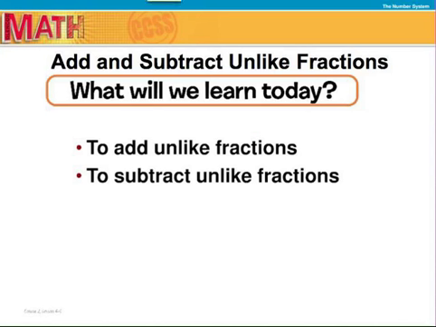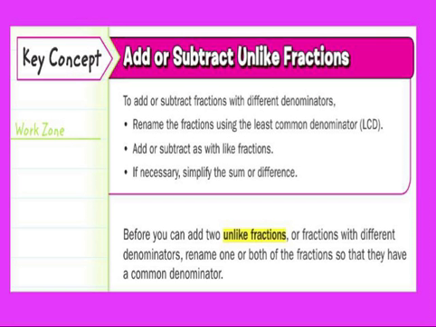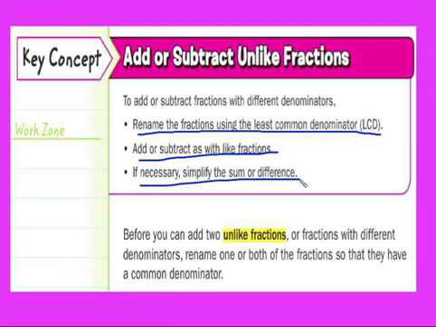Alright, so now what if we want to add or subtract fractions that are unlike, meaning they have different denominators? Well, to add or subtract fractions with different denominators, you need to rewrite or rename the fractions using a least common denominator. Then you add or subtract, and then you simplify. So you can add and subtract unlike fractions, but you need to bring them to a common denominator.